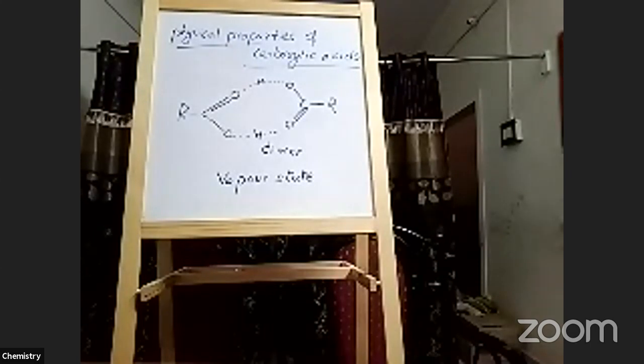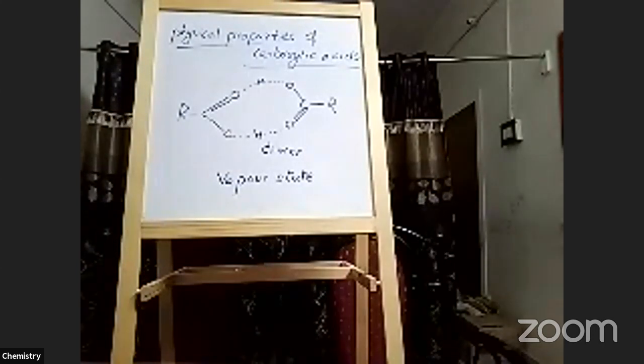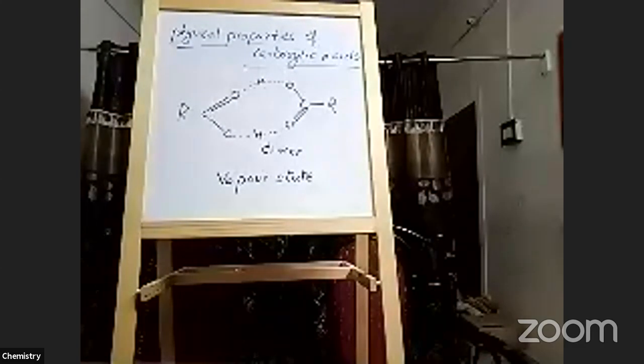And unpleasant odors. Again, I'm repeating the first point. Aliphatic carboxylic acids up to 9 carbon atoms are colorless liquids with unpleasant odors, like unpleasant smell. Write it down if there is any difficulty.